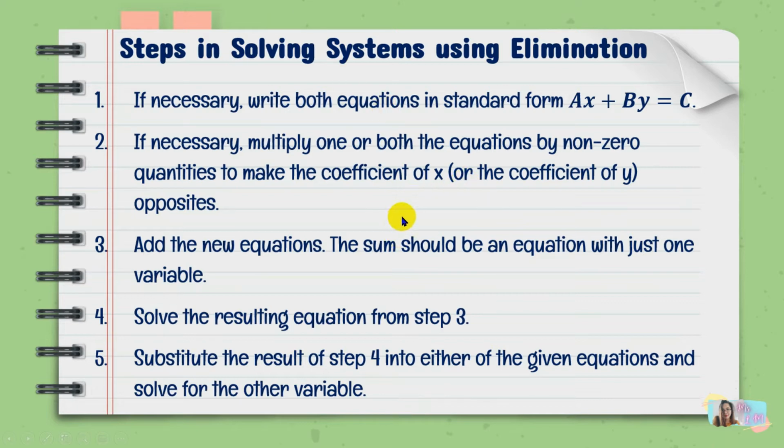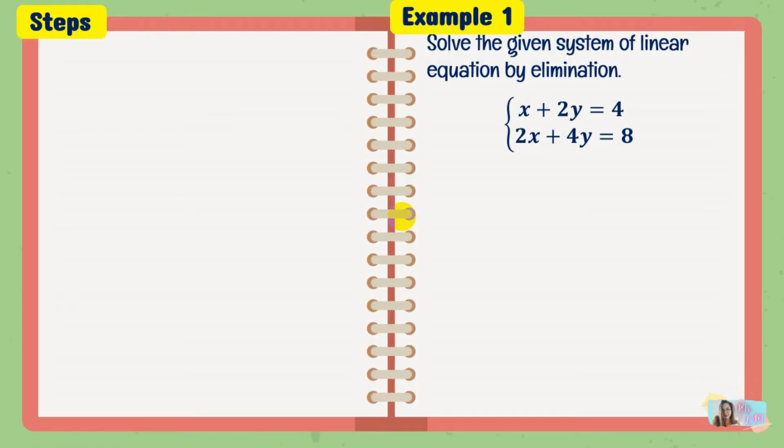And we're going to apply that on our examples. So let's have example number 1. We have here x plus 2y is equal to 4 and 2x plus 4y is equal to 8.